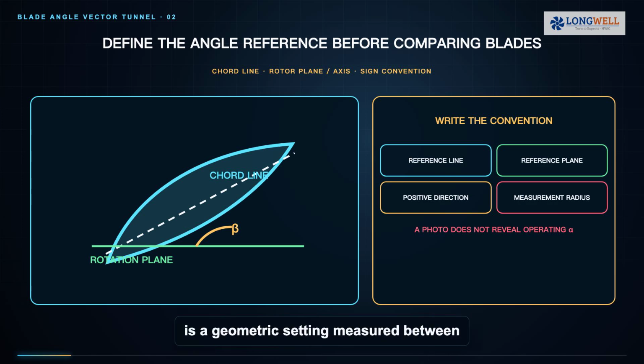Pitch, or installation angle, is a geometric setting measured between a defined blade reference such as the chord line and a defined rotor plane or axis. The convention must be written down. A photograph can show blade form, but it cannot by itself reveal the operating angle of attack.